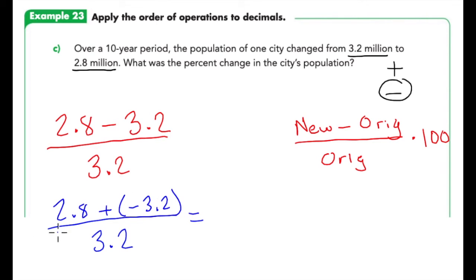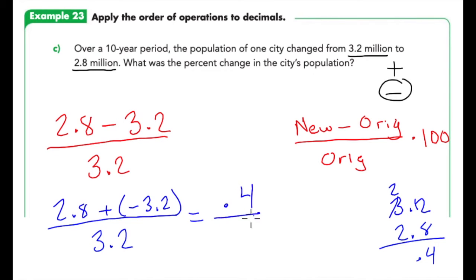Now we're adding with different signs, which means we actually subtract. So if we took 3.2 minus that 2.8 and we borrow here, that becomes 0.4. So we are left with 4/10 over 3 and 2/10. Now we would have to divide. A fraction is a division problem here, so we're going to divide that 0.4 by that 3.2.